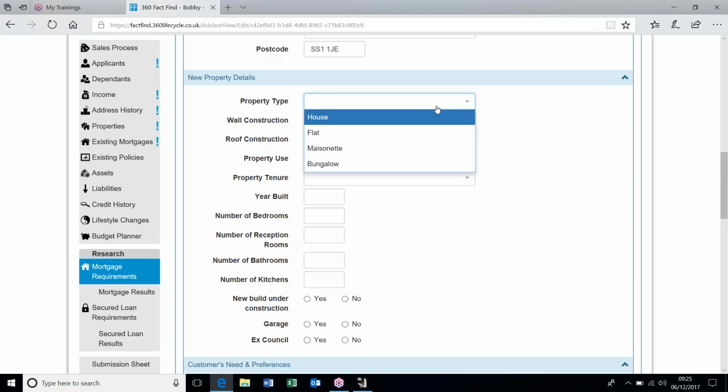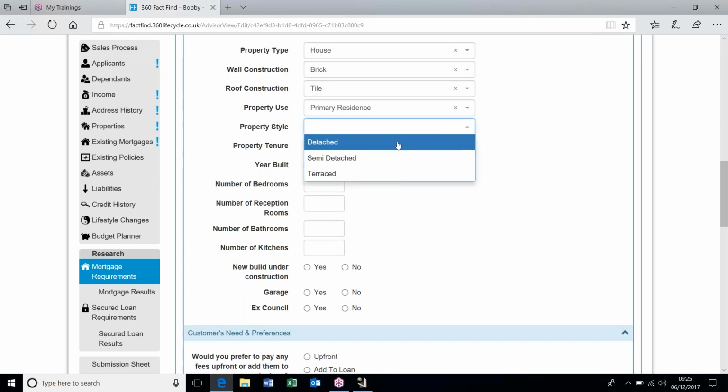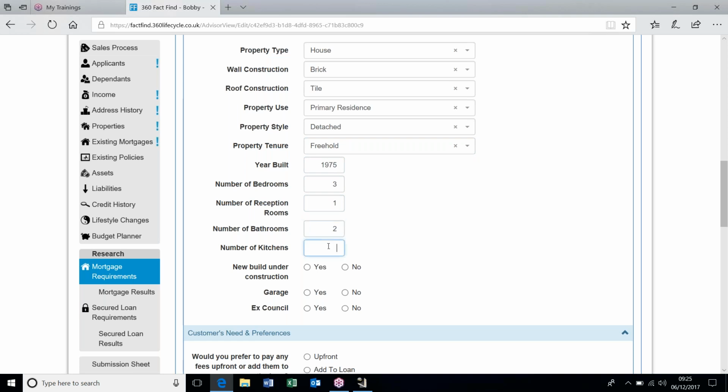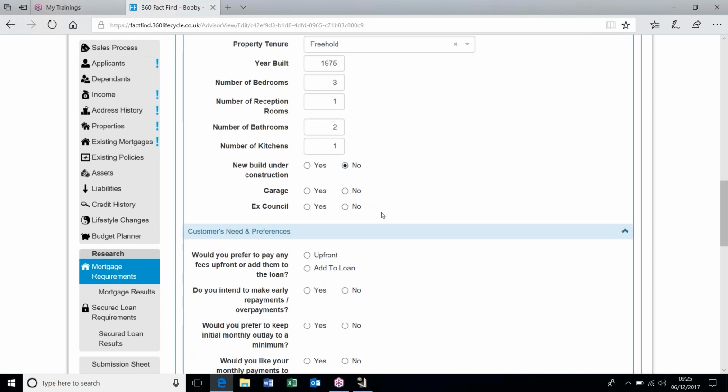So let's go through, and as we go along, we'll make this up for this client. But we imagine he's buying a house. It's going to have brick wall construction. It's going to be a tiled roof, and we're going to say it's for his primary residence, and it's going to be a detached house on a freehold basis, and it was built in 1975, and it's got 3 bedrooms, 1 reception room, 2 bathrooms, and 1 kitchen. So trying to make it as standard as possible in this instance. It's not a new build, under construction. It has a garage, yes, and it's not ex-council.